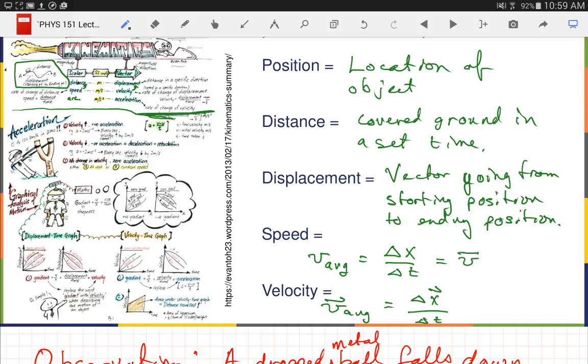Notice time is not a vector. We don't have a direction for time. Although, as the song says, time keeps on ticking into the future. Time only goes in one direction. We can't reverse time. But it doesn't actually have a direction. When I say it goes in one direction, I simply mean it only goes up.